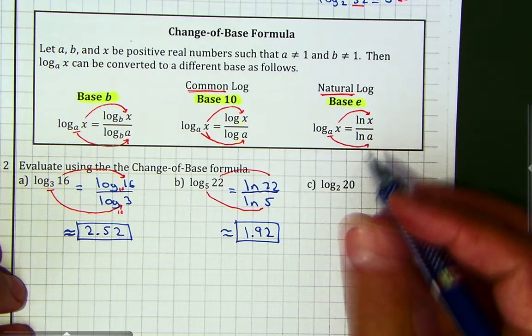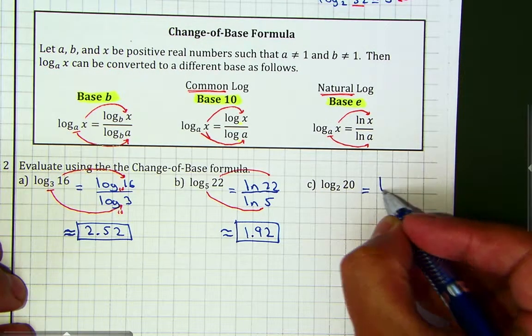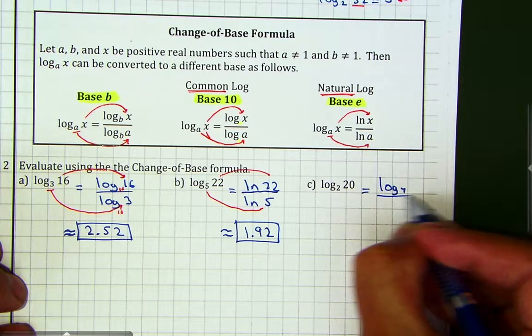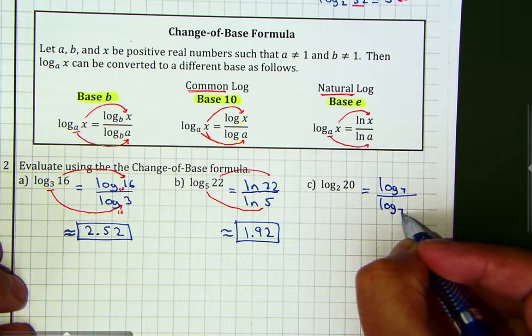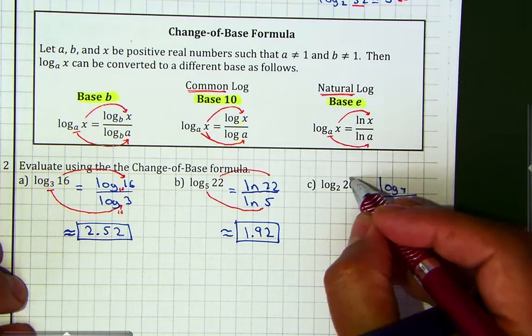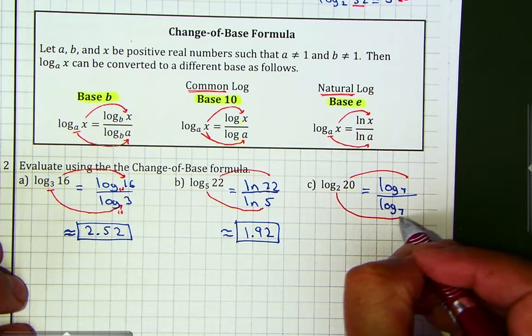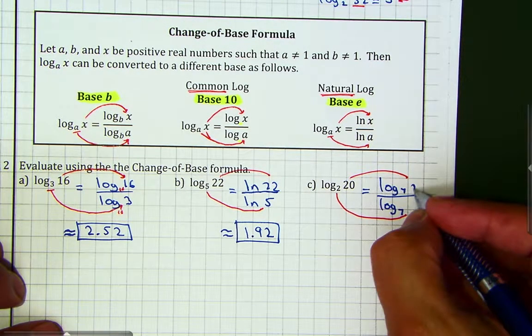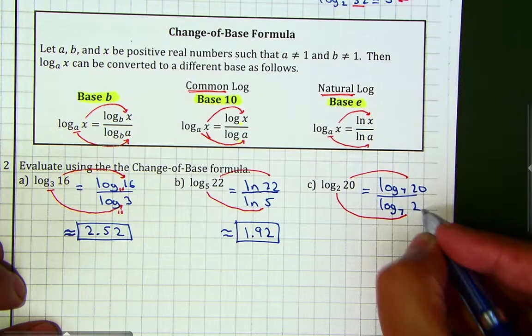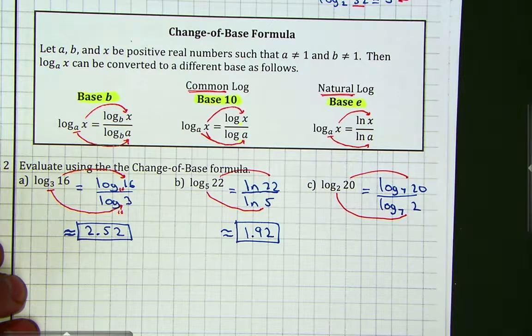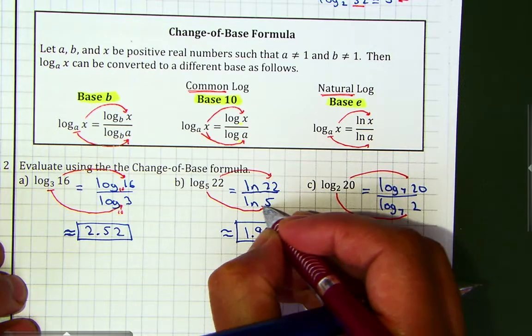So let's say my lucky number is 7. So I'm going to change it to log base 7. Log base 7. The 20 goes on the numerator. The 2 goes on the denominator. The 20, my 2 is my base, so it goes on the base. I do need to be able to see those 2 arrows on your homework.